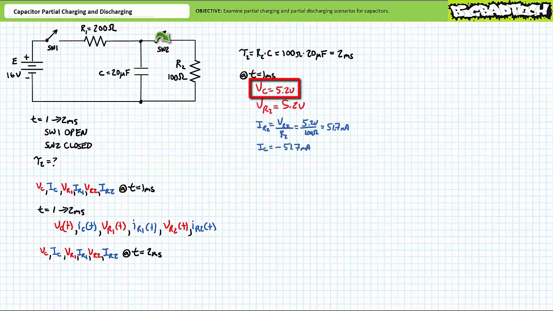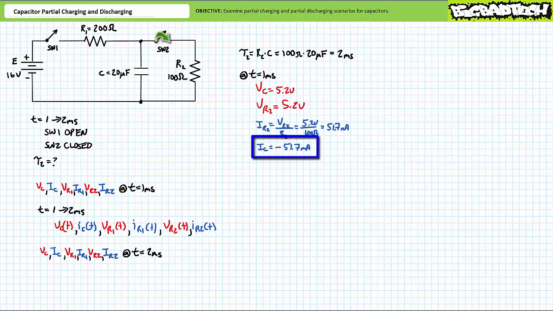The initial voltage across the capacitor at the onset of the partial discharge is that value obtained during the previous partial charge, in this case 5.2 volts. Given there are only 2 elements in this discharge circuit, R2 also experiences a differential of 5.2 volts at t equals 1 millisecond. An application of Ohm's law demonstrates that R2 will experience an initial surge of approximately 51.7 milliamperes at t equals 1 millisecond. The capacitor must therefore be supplying 51.7 milliamperes at t equals 1 millisecond.